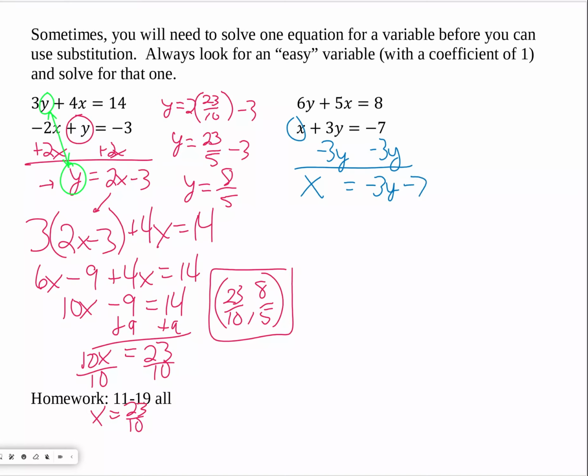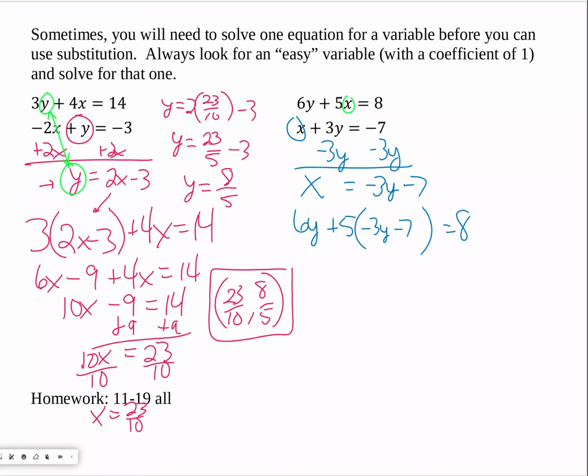Now, that's important because I didn't have to divide, I didn't have to make fractions. This is great. So now I can take this x and I can substitute it into the other equation for this x. What x is in one is the same as the x in the other, so I can substitute it. So now I'm going to write the other equation down. 6y plus 5x equals 8. In that group of parentheses right there is what x is, and that x is negative 3y minus 7. I'm just plugging that in for x. So that substitution has happened now, and now I can solve.